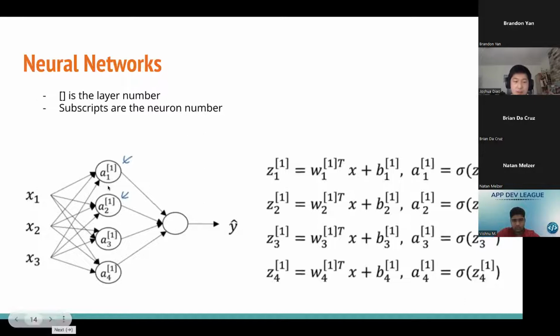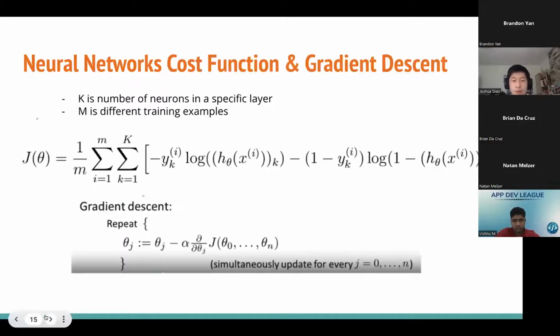But now we have A2, A3, A4. So that's why we need another summation sign iterating from 1, oh, my bad, K is equal to 1 to K. So M is the number of training examples that we're giving into this neural network. So yeah, this equation is really similar.